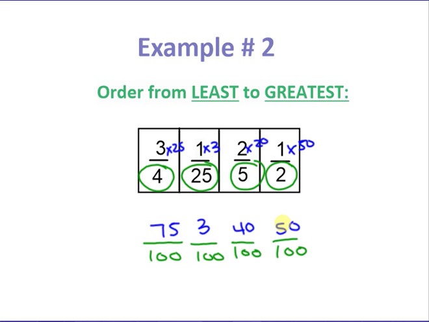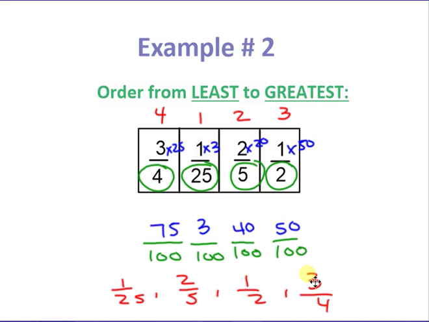Now let's go ahead and order them. Our instructions tell us to go from least to greatest. So this guy's going to be 1, he's 2, 3, and 4. All right, so we use original numbers. 1 over 25, 2 over 5, 1 over 2, and 3 over 4. And again, all I was looking at were these blue numbers. And I can do that because all my bottoms are the same.